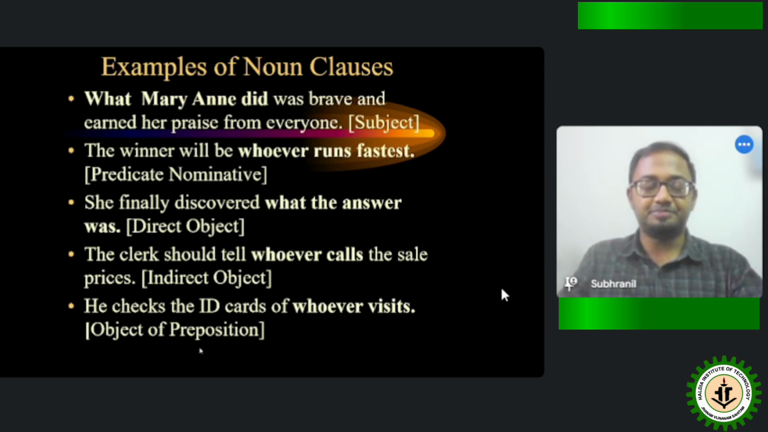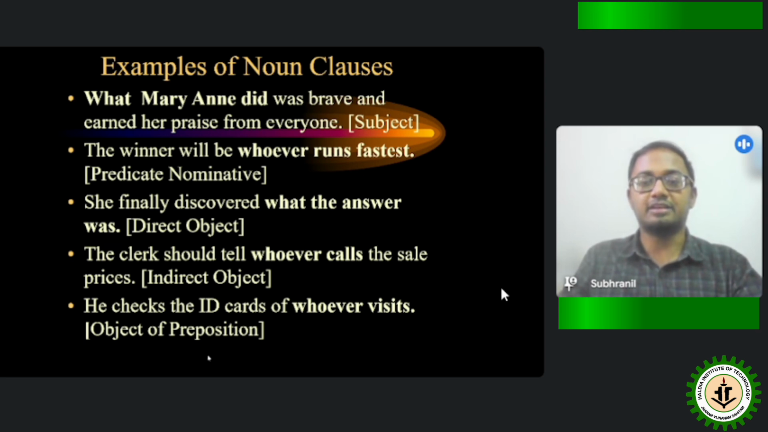More noun clauses. What Marianne did was brave and earned her praise from everyone. Working as a subject, the noun clause is What Marianne did. The winner will be whoever runs fastest. Predicate nominative. The winner is the subject. The winner is renamed by a noun clause, whoever runs fastest. He or she will be the winner. That is the predicate nominative.